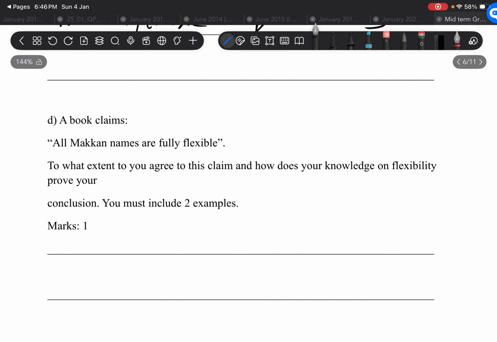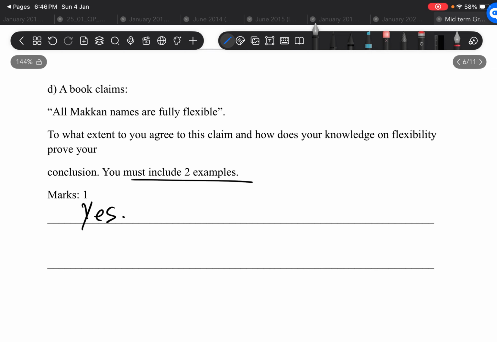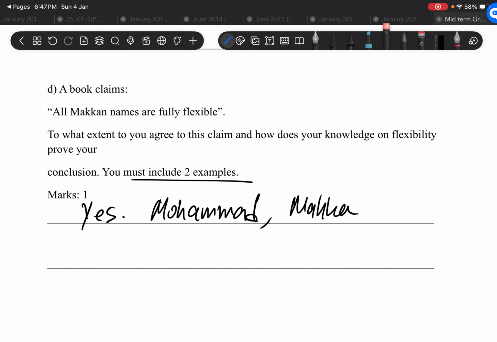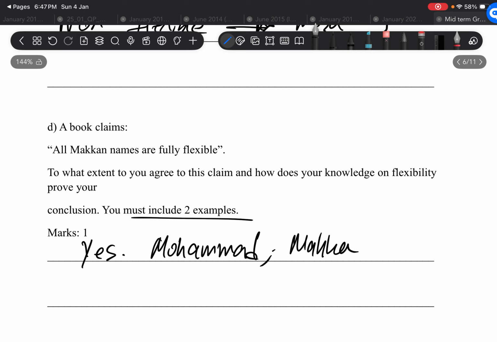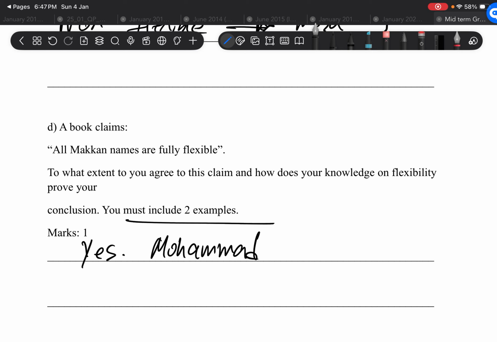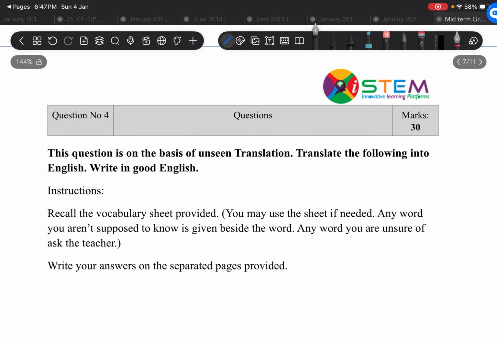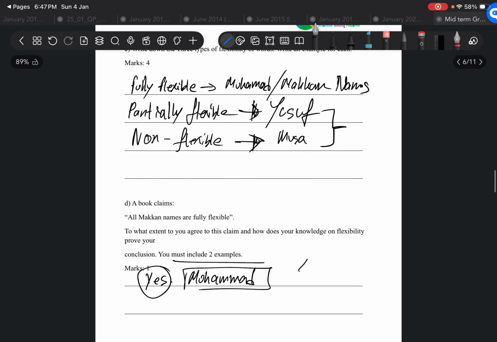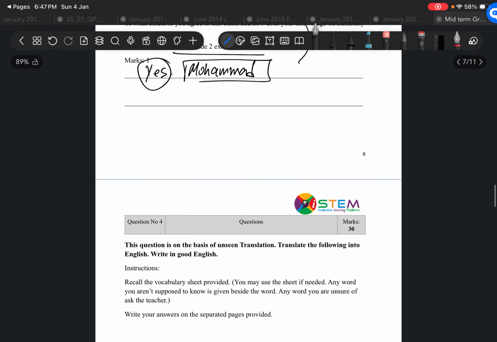A book claims all Meccan words are fully flexible. Yes. You must include an example: Muhammad, and even the word Mecca itself. Just one example is fine. None of you could give another example, so I just gave marks for the statement yes and for the example. And some of you were very smart and referred back to this particular question, which was really brilliant.